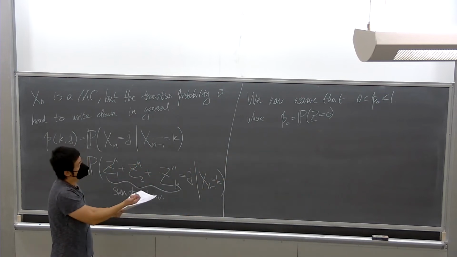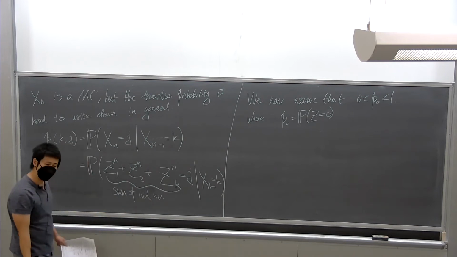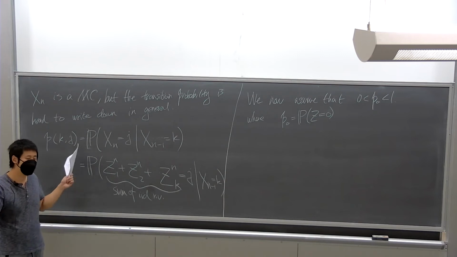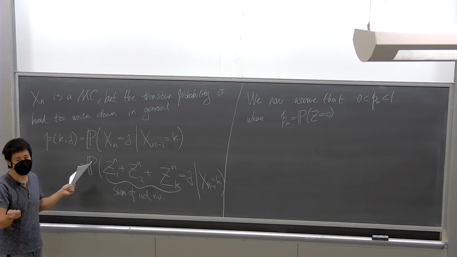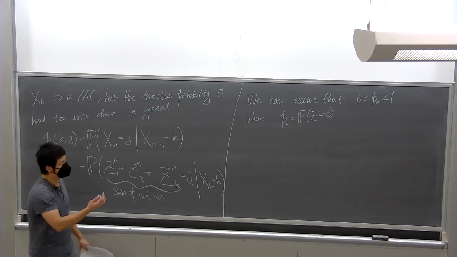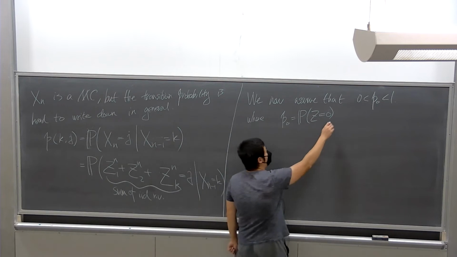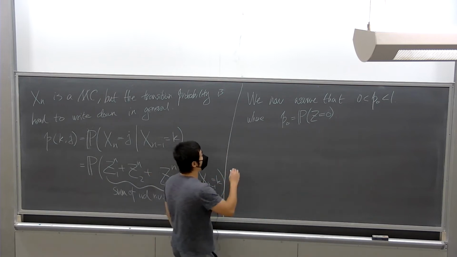The reason is, you can think about it: if P_0 is 0, then the population will just always grow. And if P_0 is 1, then there will be no reproduction because no one can reproduce. And so this is a natural assumption. And with this assumption, we can note the following.